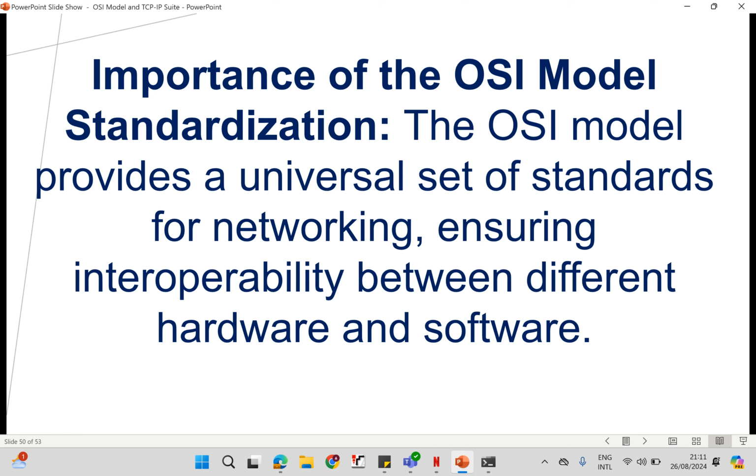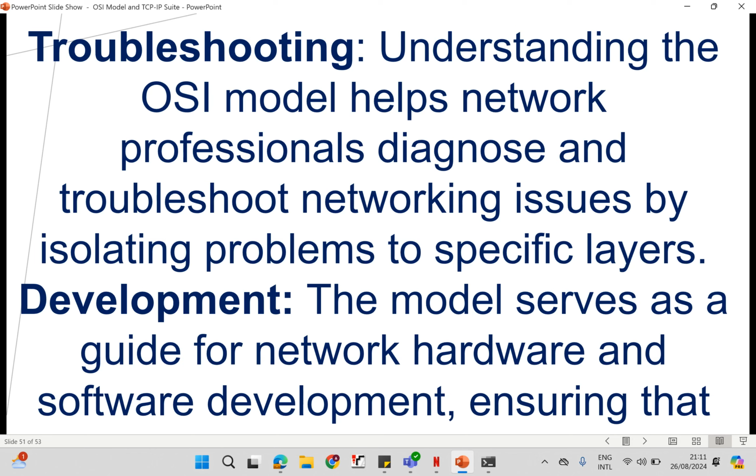The OSI model provides a universal set of standards for networking, ensuring interoperability between different hardware and software. So you can now use any vendor. You can decide to be using a Mikrotik router with a Cisco switch, with an Avaya IP phone, with a Sophos firewall, and they will begin to work hand in hand without any issue.